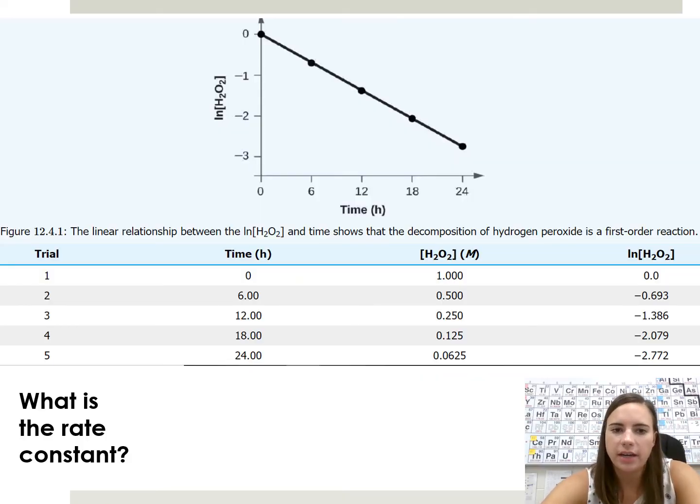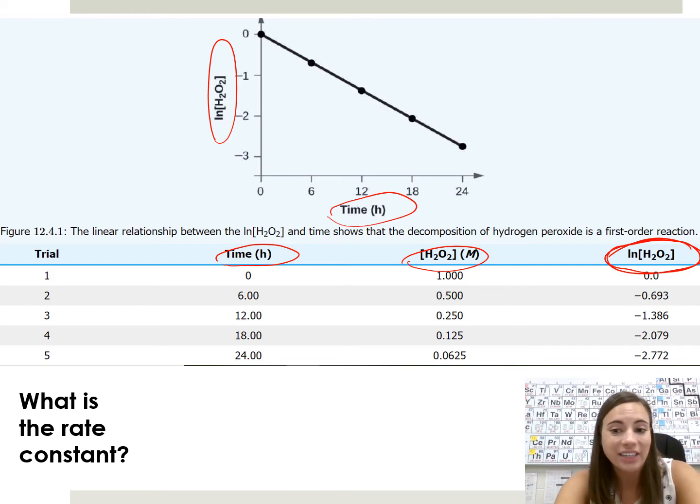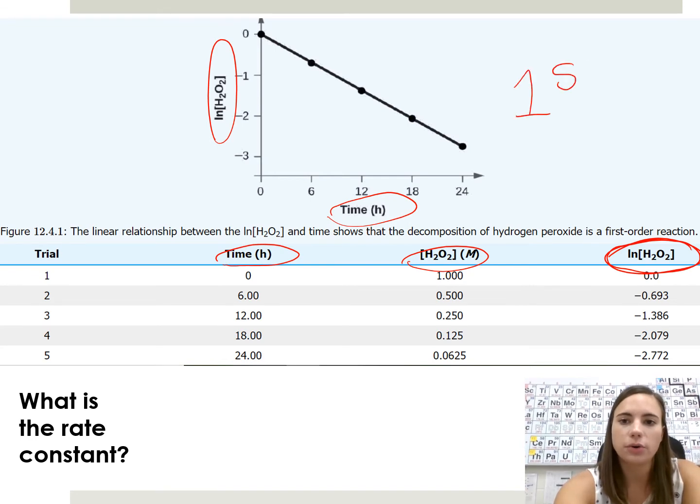So we're given this data of the decomposition of hydrogen peroxide. I know immediately that it's an integrated rate law question because I'm given time, not rates. I'm given time and concentration. Now, this table gives me the natural log as well because I'm graphing time versus natural log to see if this is first order. Well, it is first order because I have a linear line when I graphed time versus natural log of the concentration. So this is first order.